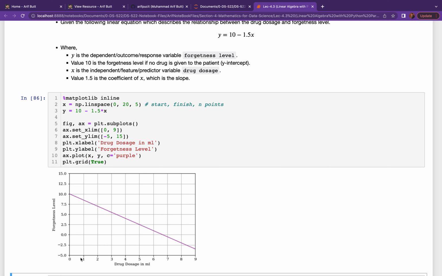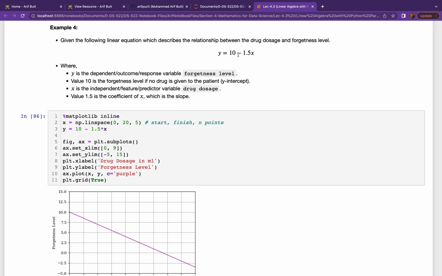If the drug given to the patient is, let's suppose, 1 ml, the forgetfulness level is around 8, and if the drug is, let's suppose, 3 ml, the forgetfulness level reduces to around 5.